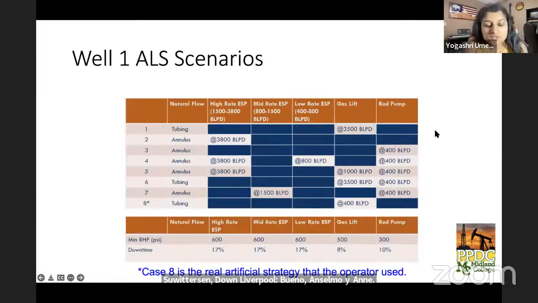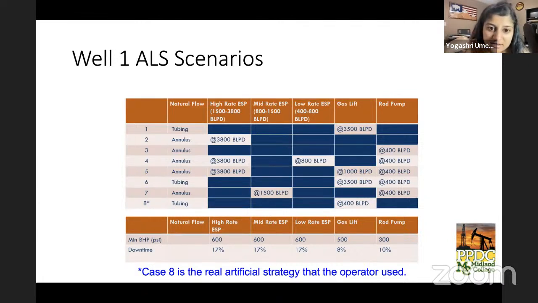These are the ranges of scenarios that were used in this analysis or in this workflow. You can use this workflow with a variety of liquid rates and flowing bottom hole pressures, but this is just an example of the workflow based on the data that we had. So the natural flow, you'll notice where it was actually being flowed from, whether it was tubing, annulus, or tubing flow, or how long it was on natural flow.